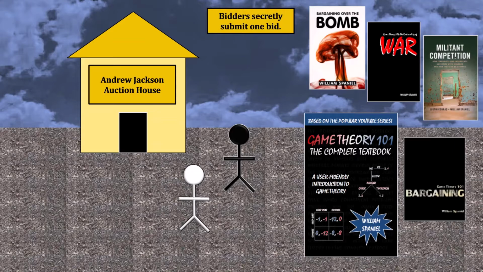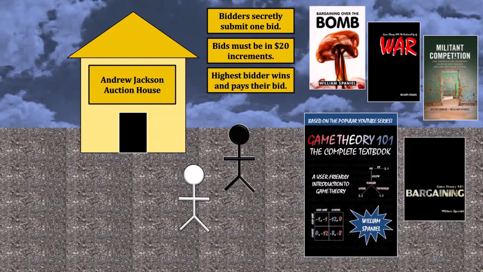Bidders will secretly submit a single bid. Because this is the Andrew Jackson auction house, those bids must be in $20 increments. And they have a house minimum of $20, so please no $0 bids. After those bids have been submitted, the auction house will look at them and award the goods to the highest bidder. That person will then pay to the auction house their bid.